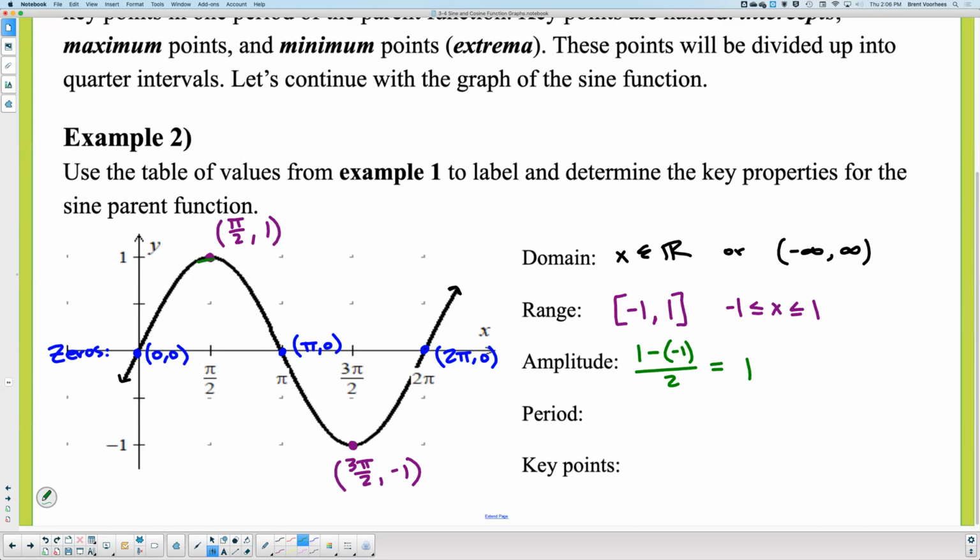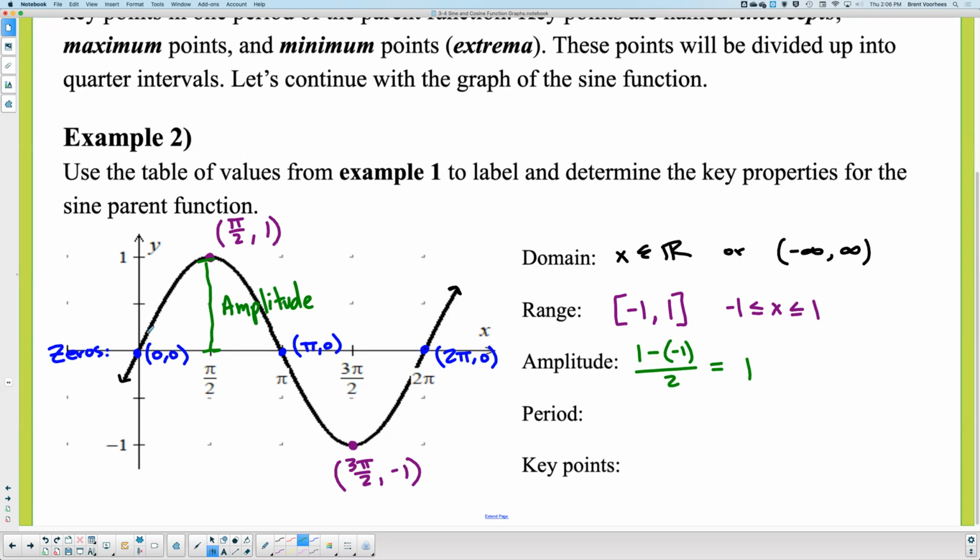An amplitude to represent it would look like this. From the midline, I'm using another word that's not on there, the midline to the maximum. That's the length of the amplitude. That's the amplitude there. If you want to label that, that's what we call the amplitude.